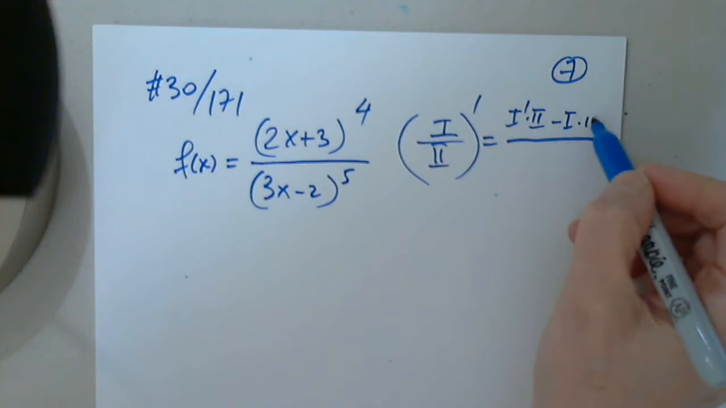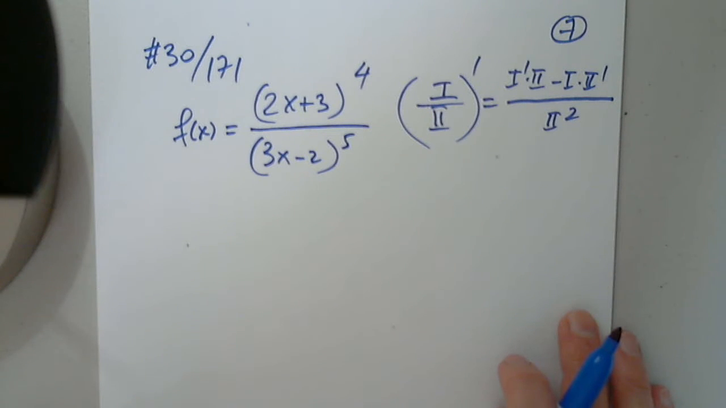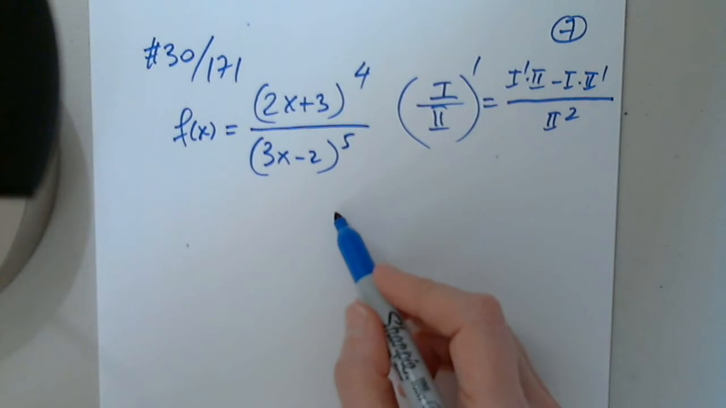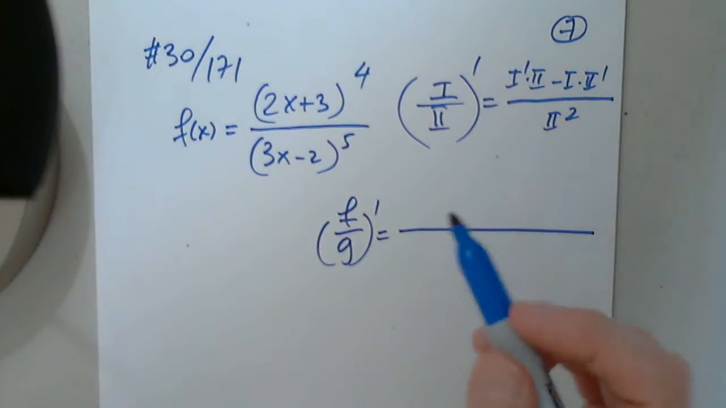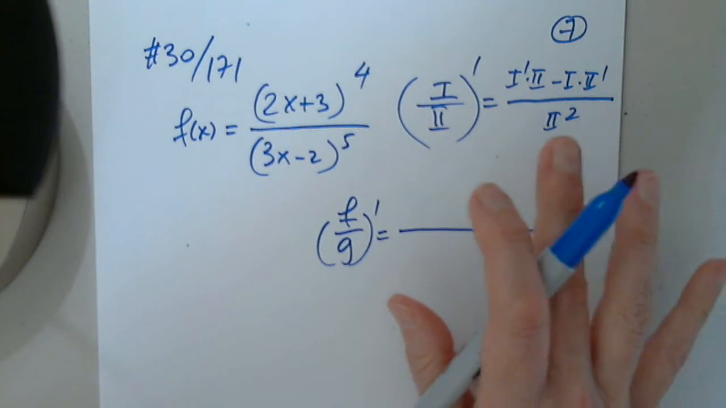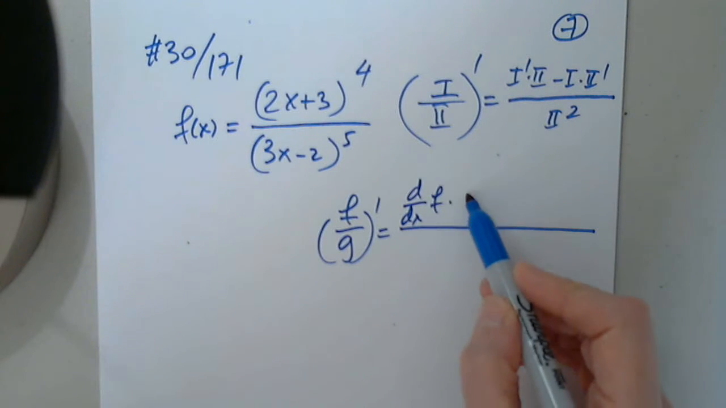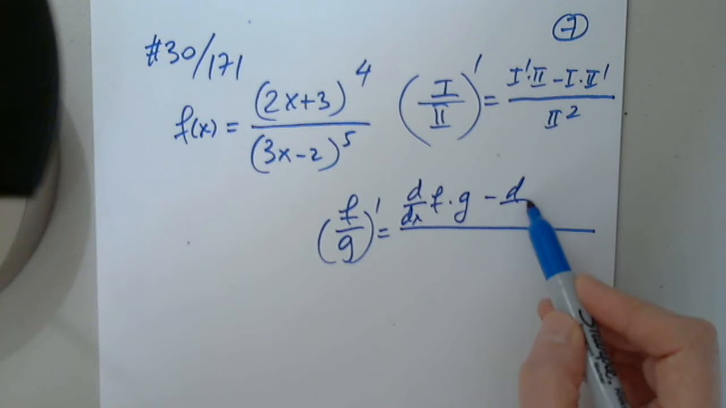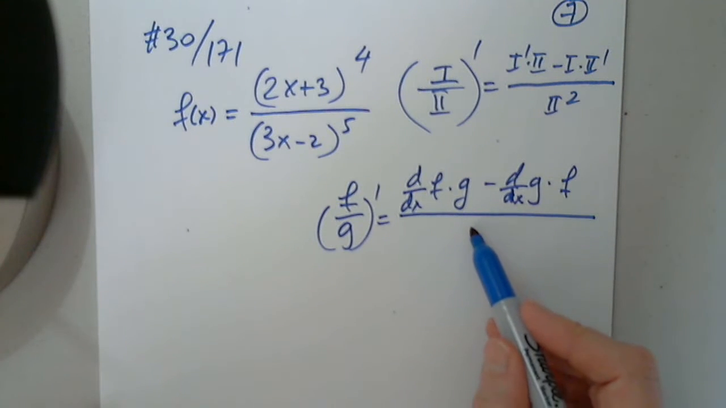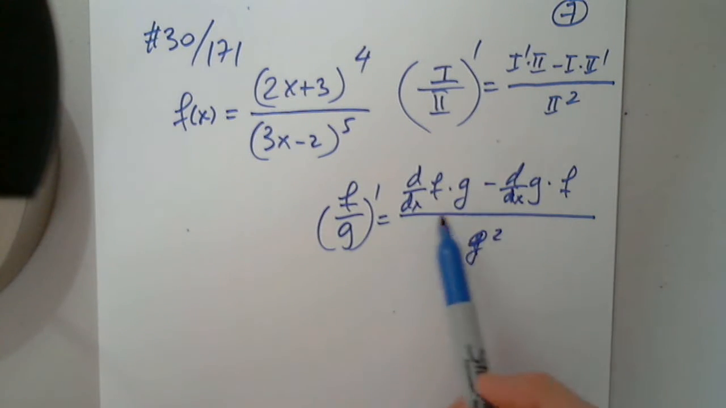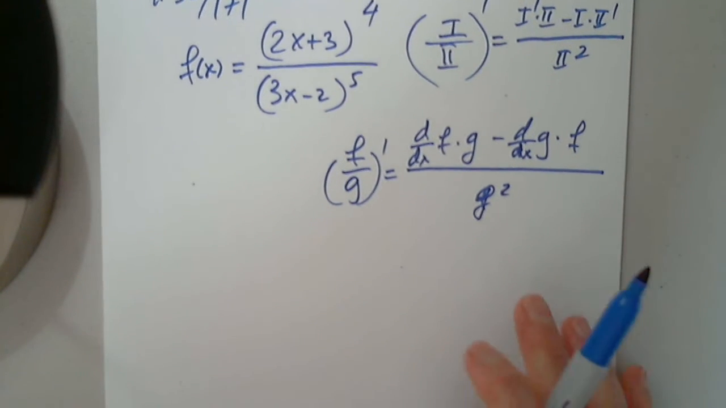times 2 minus 1 times 2 prime over 2 squared. What I don't recommend, but is completely acceptable, is to write, let's say, a function divided by the other, prime. I don't think you need to do that. It's a lot of writing, but if it works for you, it works for me. d over dx of f times g minus d over dx of g times f, over g squared. I don't recommend all this. There is no need. If it works for you, as I said, it works for me.